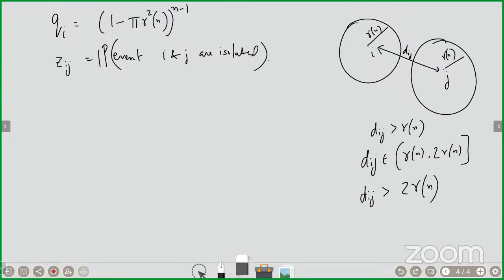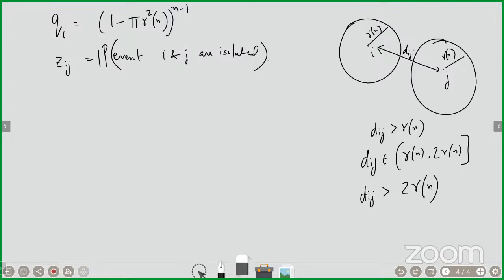Here I only care about I isolated. So I just looked at the whole of the rest of the areas. So for the second condition, it will be 1 minus 2 times pi r n square, whole to the power n minus 1, minus 2. Okay. But what about these guys? If the distance is... But they also have to be counted for, into 1 minus pi r square.